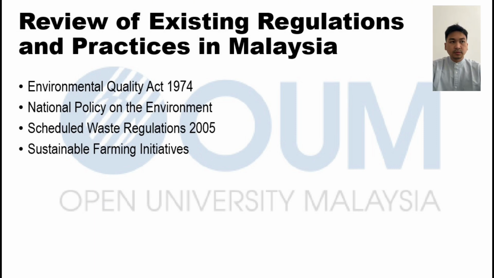Now let's carry on to the next slideshow, which is review of existing regulations and practices in Malaysia. There are 4 regulations and practices in Malaysia, and number 1 is Environmental Quality Act 1974, which governs pollution control but needs stricter enforcement. Next one is National Policy on the Environment, which encourages sustainable land management and conservation.